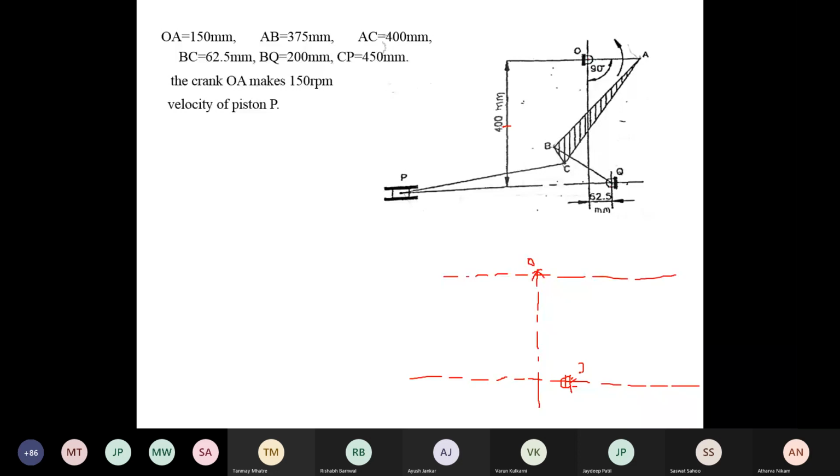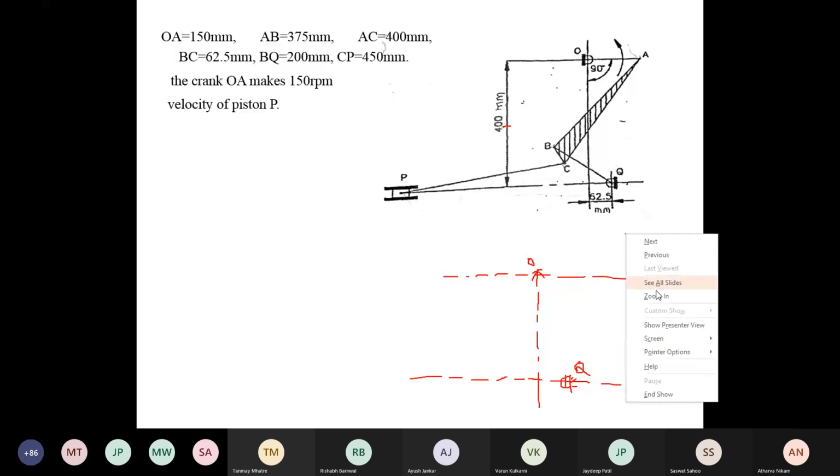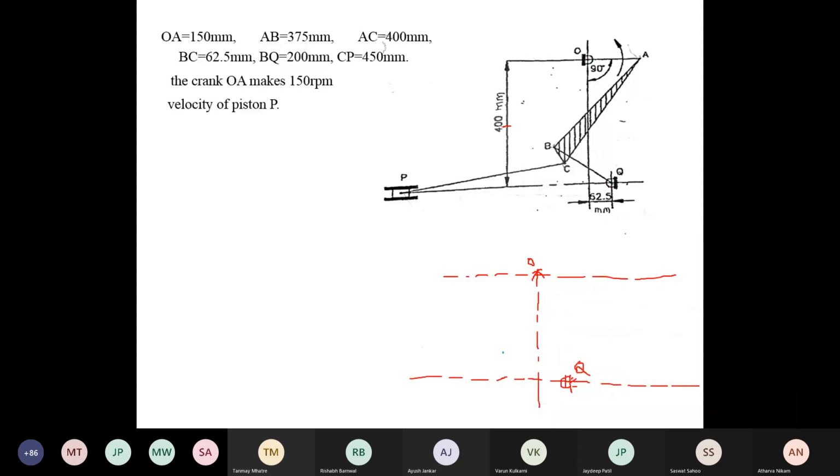यहाँ पे आएगा Q. आए समझ में? सेकंड, नेक्स्ट. हाँ, नेक्स्ट क्या करेंगे? You have to draw this OA. OA is given here, directly horizontal line. Now first of all draw the OA.